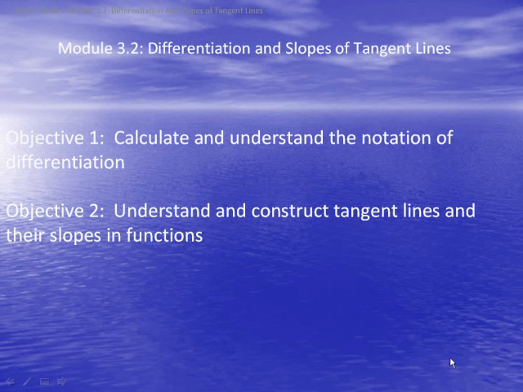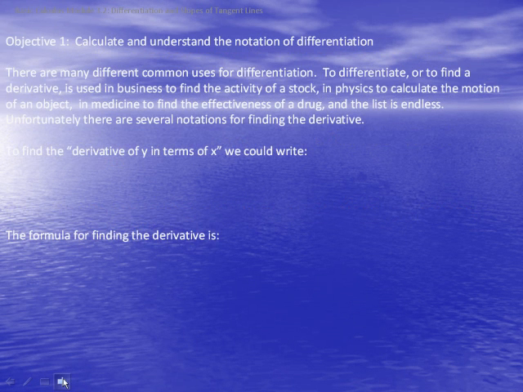Module 3.2, Differentiation and the Slopes of Tangent Lines. Objective 1, calculate and understand the notation of differentiation. Objective 2, understand and construct tangent lines and their slopes and the functions. Objective 1, calculate and understand the notation of differentiation.